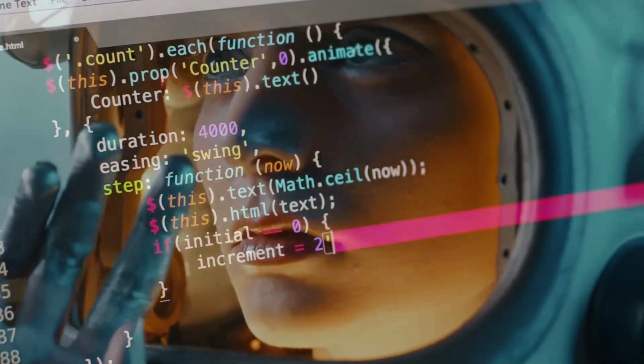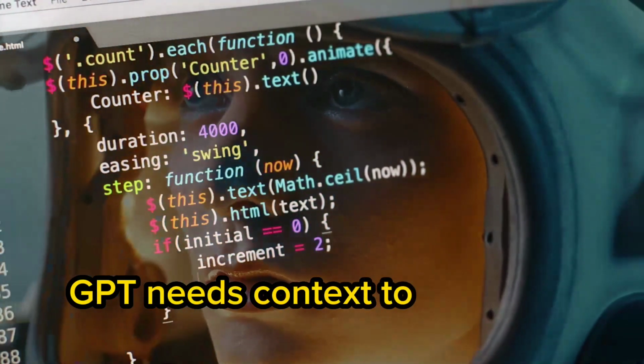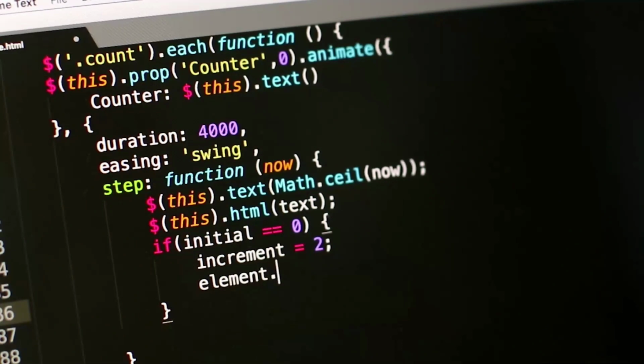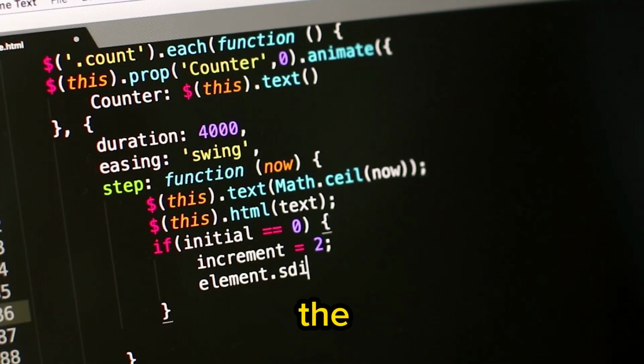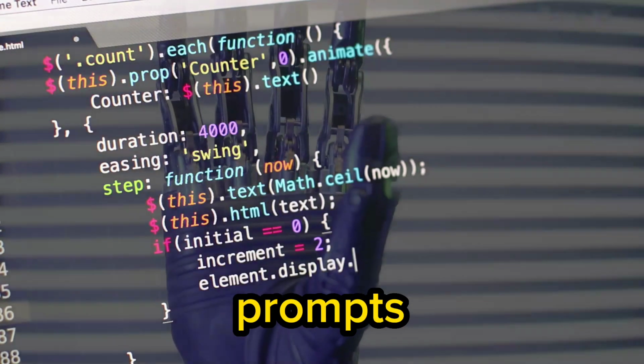Provide context. GPT needs context to generate accurate responses. Providing context can be as simple as including a few sentences that describe the situation or problem you are trying to solve. Experiment with different prompts.